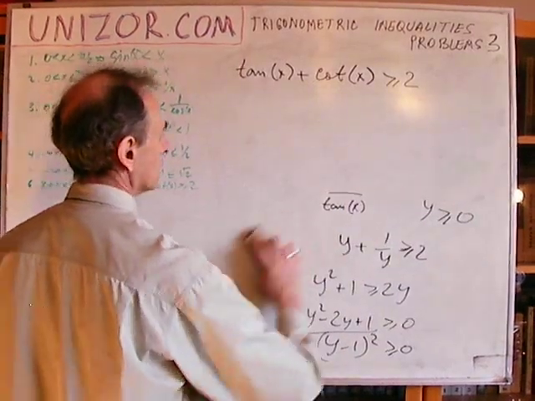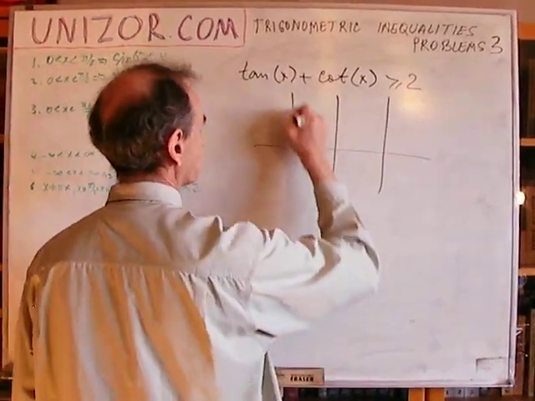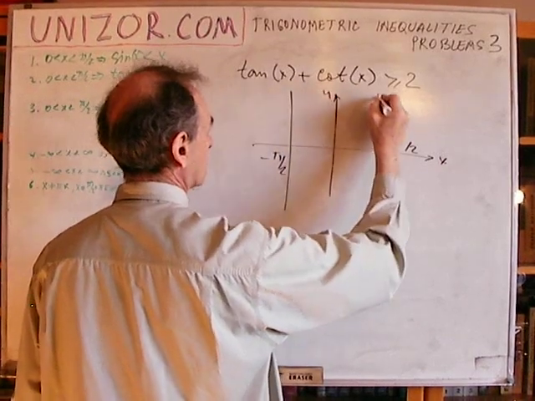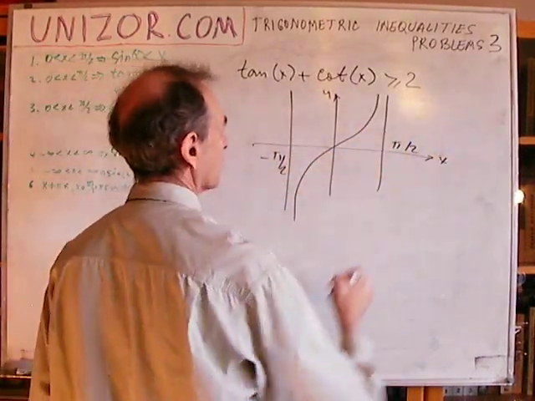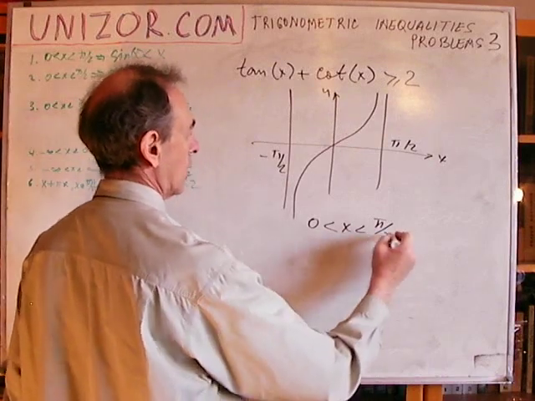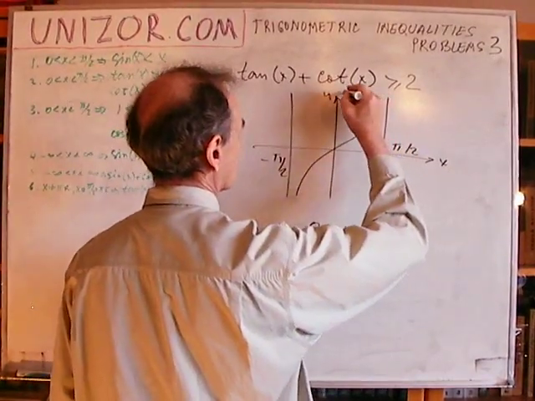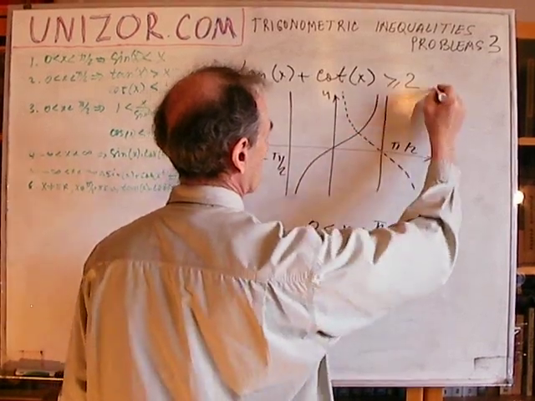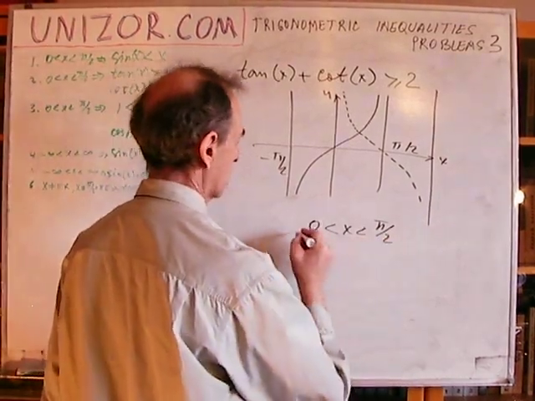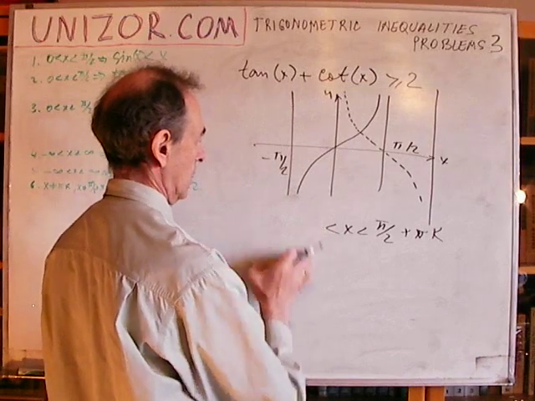So, let me put the graph on, so we will be more precise. So the graph of the tangent is minus pi over 2, pi over 2. And the tangent behaves like this, right? And then it's periodic. So from 0 to pi over 2 plus period. Now the cotangent is this, right? So again, we can add the period pi k here and pi k here.